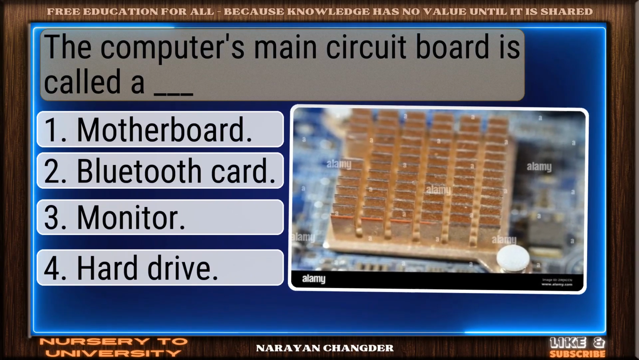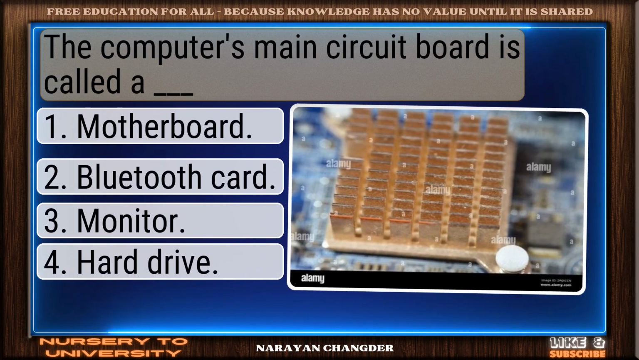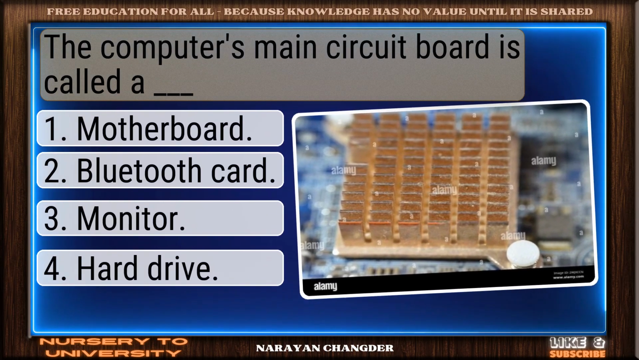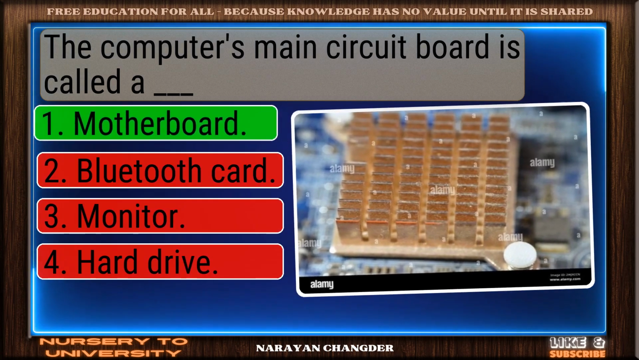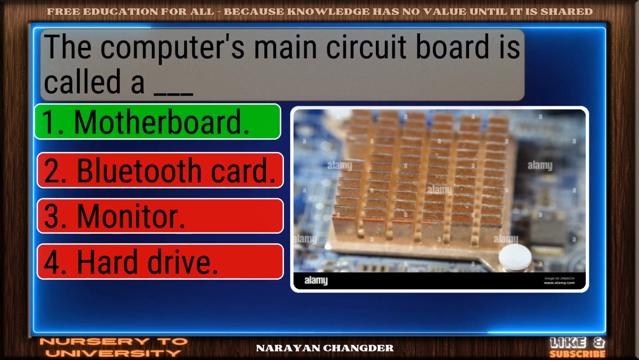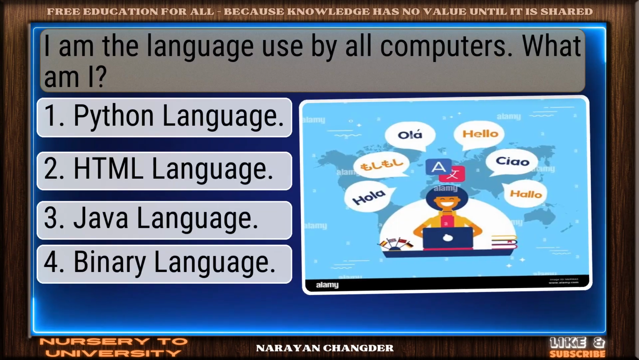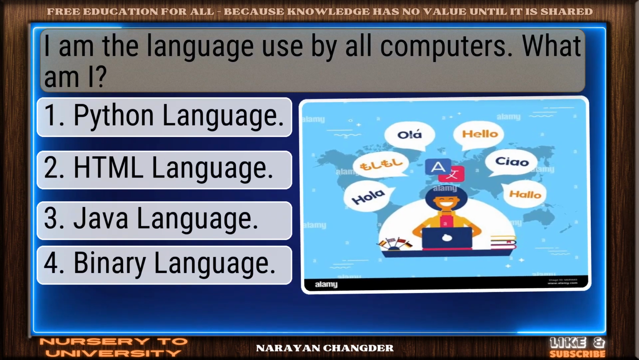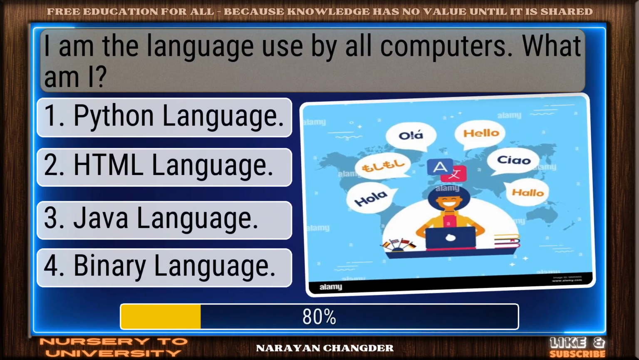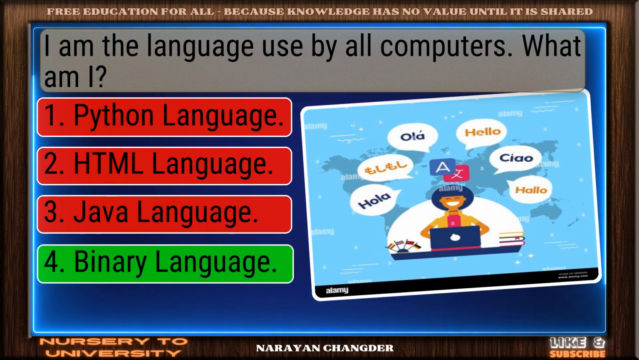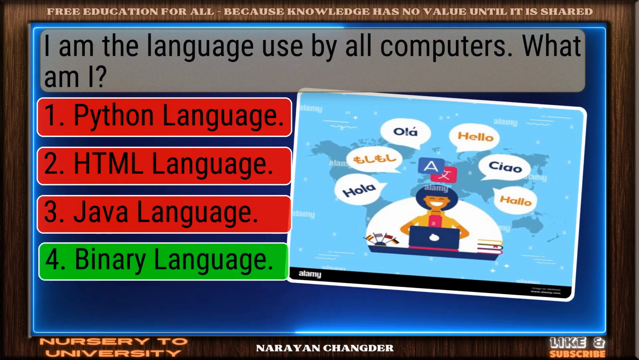Question number 7. The computer's main circuit board is called a dash. Bravo. Motherboard is the answer. Question number 8. I am the language used by all computers. What am I? Excellent. Binary language is a brilliant choice.